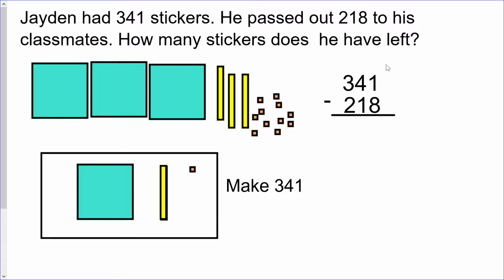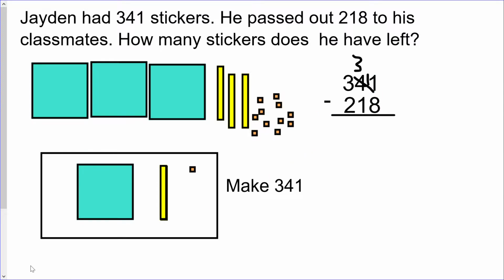So let's make our problem over here match what we've done with our base 10 blocks. So when we regroup, this is what happened to our numbers. So we went to our tens place. Do we have 4 tens anymore? No, we have 3. So we need to put a 3 up there. Now let's go to our ones place. Do we have 1 one anymore? No, we added 10 to that. So I can put a 1 in front of that. And now 10 plus 1 is 11 ones.